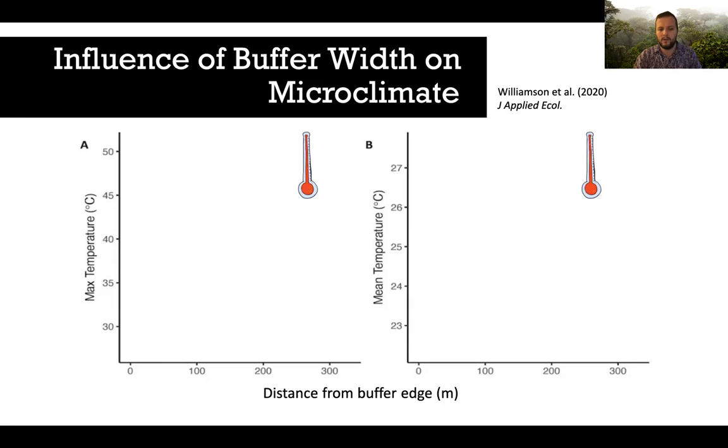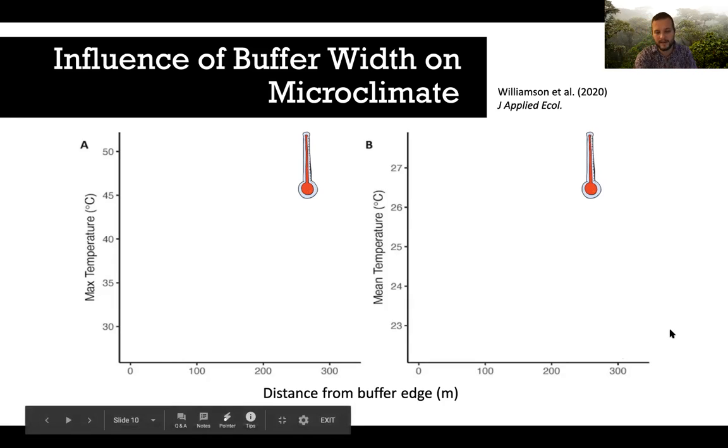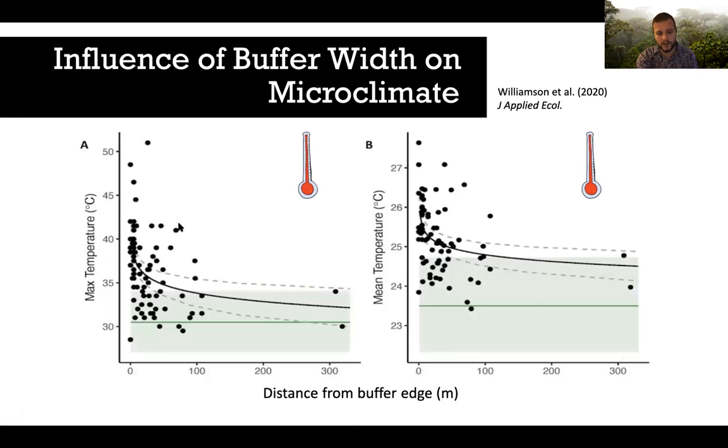Now, what we wanted to know is if you increase this 20-meter buffer, what are the impacts that this has on microclimate? What you can see is on the y-axis, we've got maximum temperature on the left and mean temperature on the right. And you've got, again, this decay function of maximum temperature with the distance from the buffer edge, which you can just think about as the width of the riparian buffer. Now in green at the bottom, you've got our continuous forest controls.